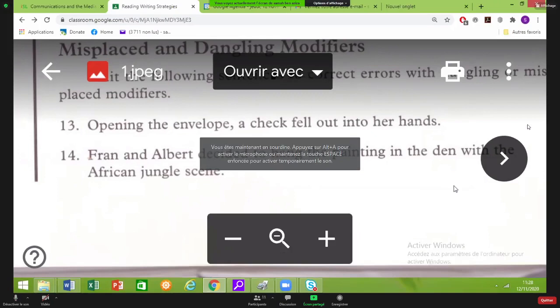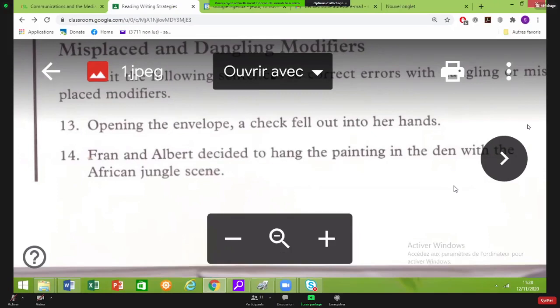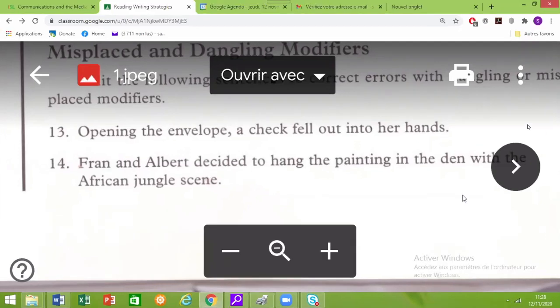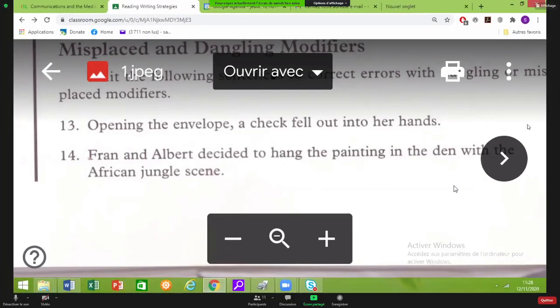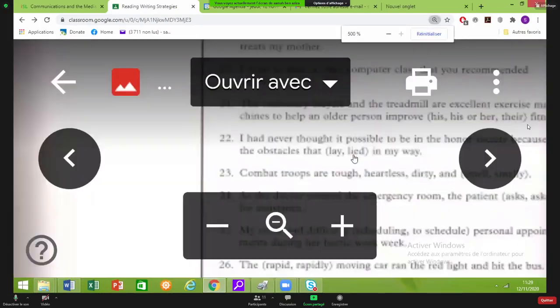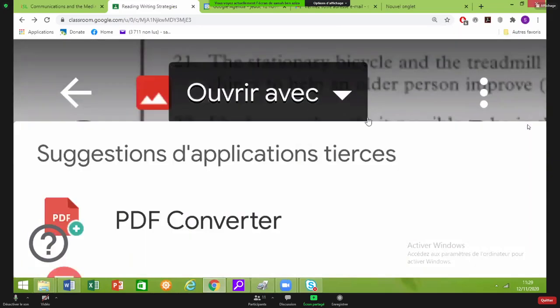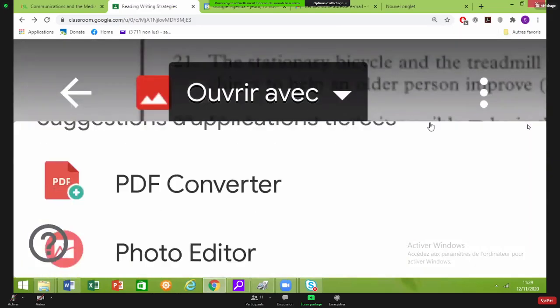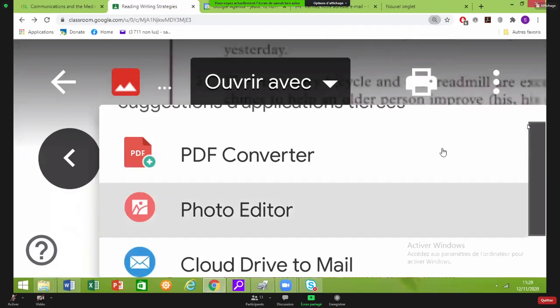Fran and Albert decided to hang the painting with the African jungle scene in the den. It's misplaced. Very good. Can you repeat it? So Fran and Albert decided to hang the painting with the African jungle.